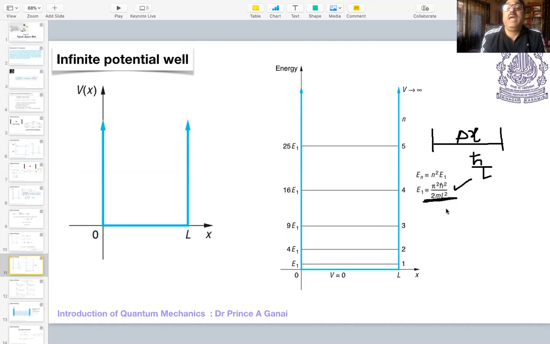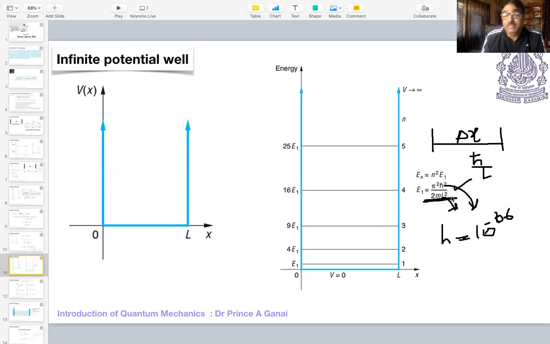Now the question is that in classical mechanics, you don't have such a thing. Why not? Because this L is very large, and you can see the value of h cross square also. h we know is of the order of 10 to power minus 36, and it is h square, so it is 10 to power minus 36 minus 36. So that is 72, I think. Yeah, so it is 10 to power minus 72.